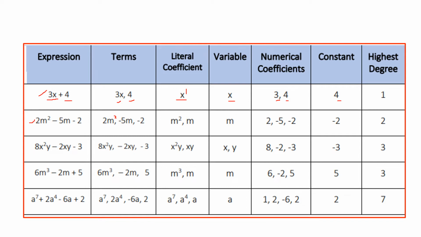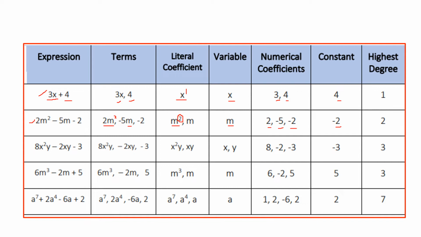the term as negative. For the literal coefficients, the literal coefficient for the first term is m squared. For the second term, it is m. And we only have one variable used in this expression, which is letter m. For the numerical coefficients, we have 2, negative 5, and negative 2. The constant is the last term, which is negative 2, and the highest degree that we have is 2. That's why it is our highest degree.